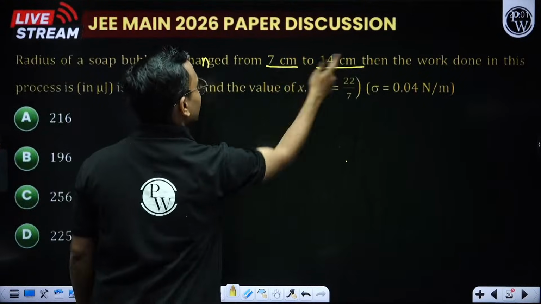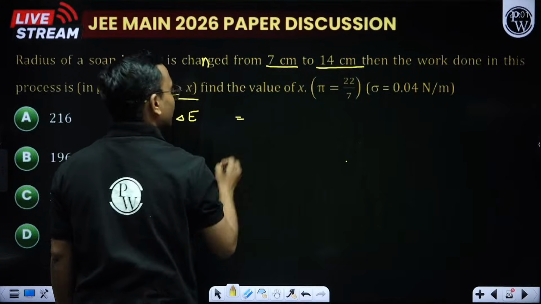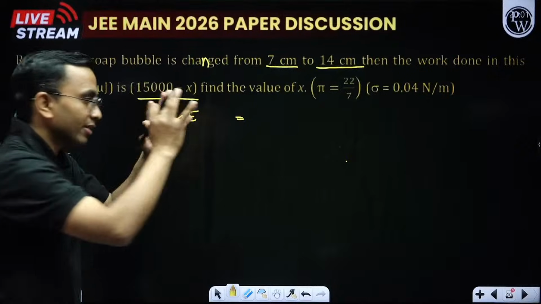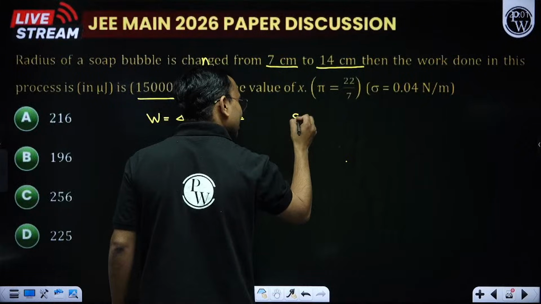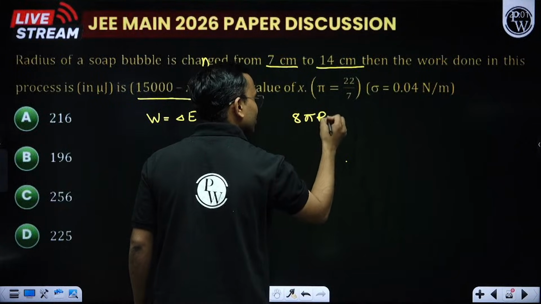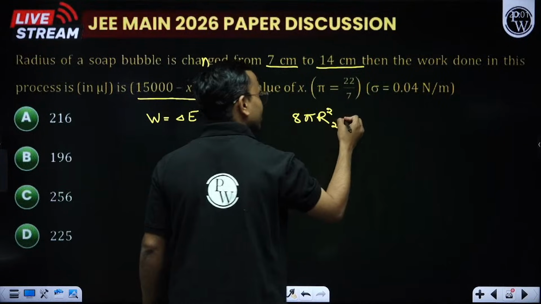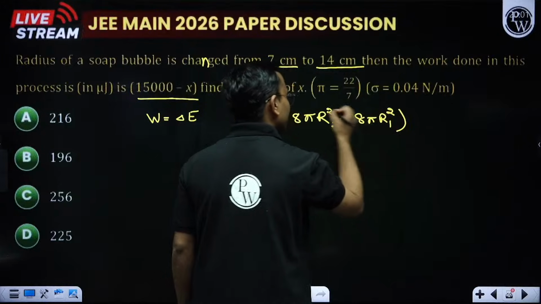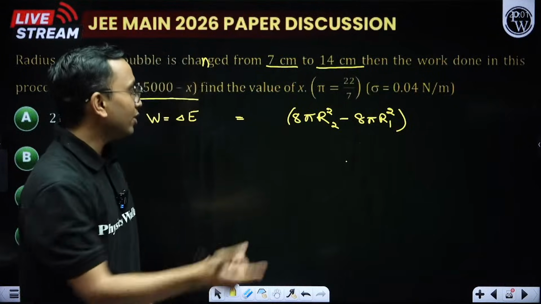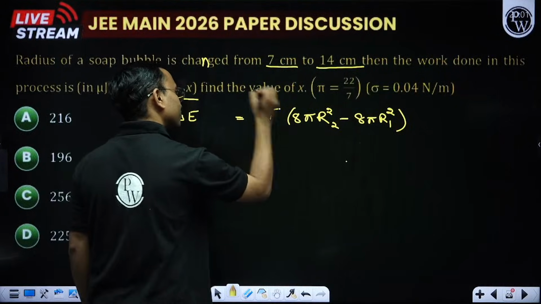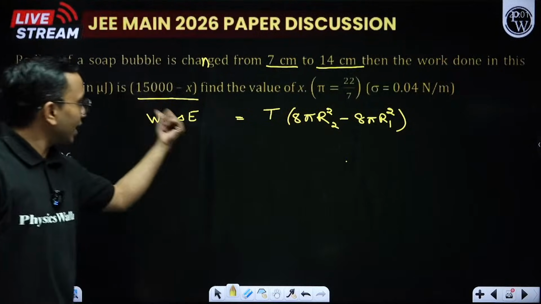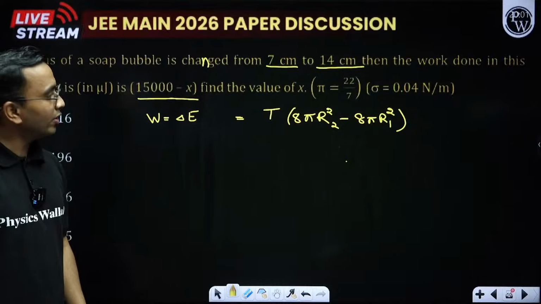Radius is changing from here to here. How much will the surface area change? Now this is a bubble. Bubble means two surfaces are there. So 8 pi r2 square is the final, and the initial one is 8 pi r1 square. This much the surface area changes, multiplied by the surface tension. Okay, so this much surface energy is changing. That should be equal to the work that we will do.